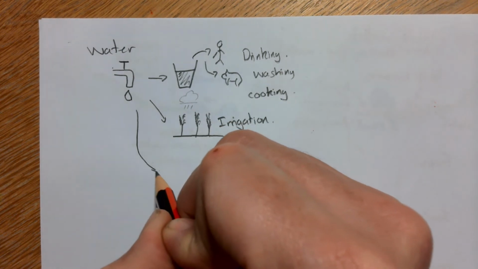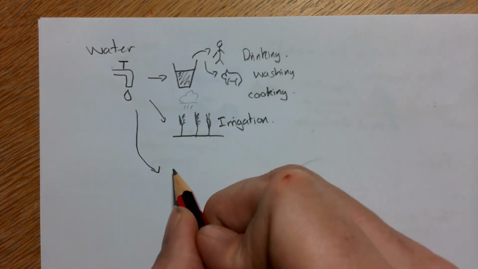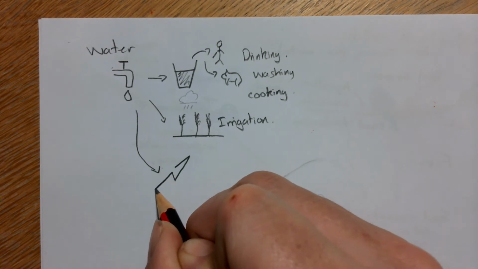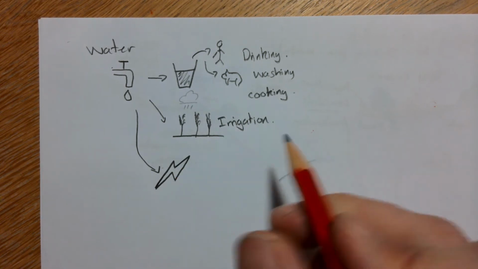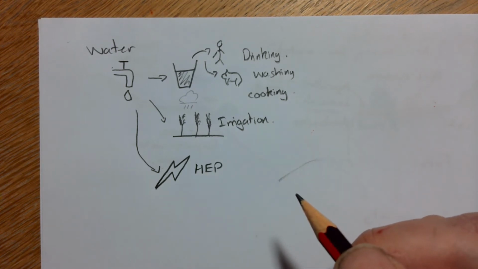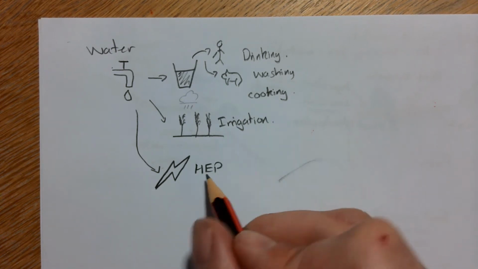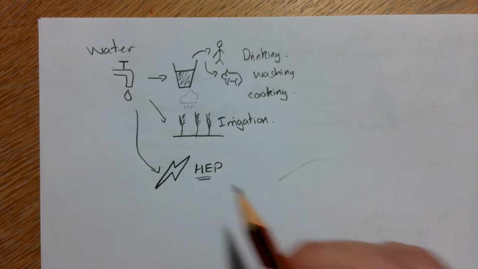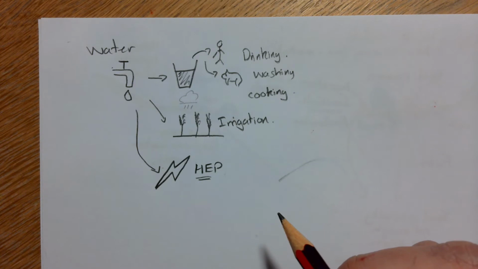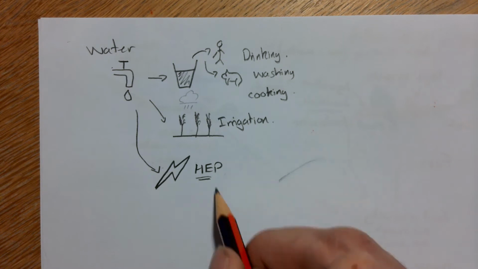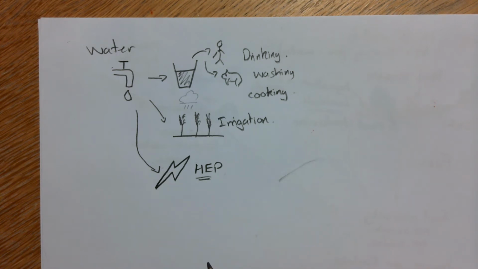Furthermore, water is a very important source of power in the form of hydroelectric power, HEP. And for many countries in the world, they have the majority of their energy source coming from water and hydroelectric power. So without access to the water supplies, then that is something else that a country will be missing out on.